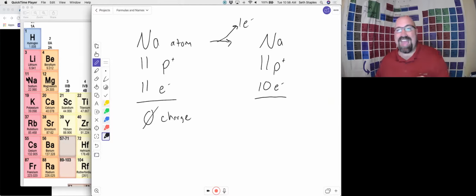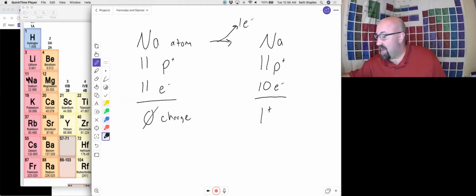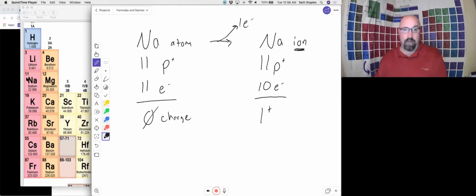So we only have 10 minus charges to now counterbalance our positive charges. We have a positive charge left over. So this version of sodium has a 1 plus charge. That makes this now a sodium ion. It is not a sodium atom anymore. It is a sodium ion because it has a charge. It is no longer electrically neutral.